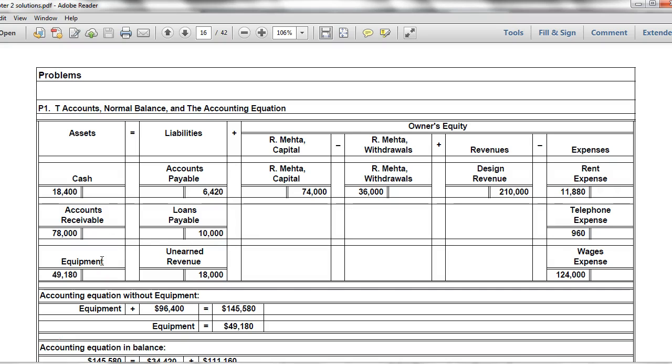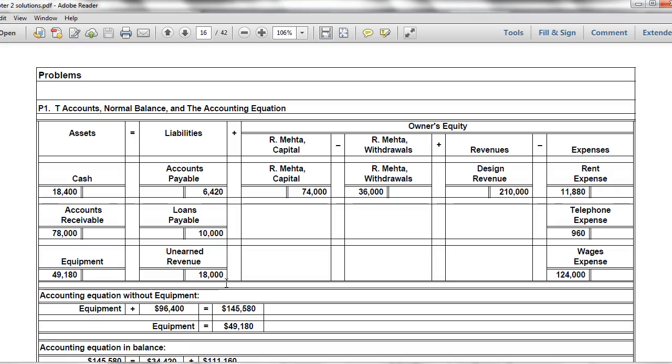What we have to figure out is how much the equipment balance should be. So how are we going to figure that out? We know assets equal liabilities plus owner's equity. So let's figure out our liabilities. If we take the $6,420 plus the $10,000 plus the $18,000, what do we get? We get $34,420.